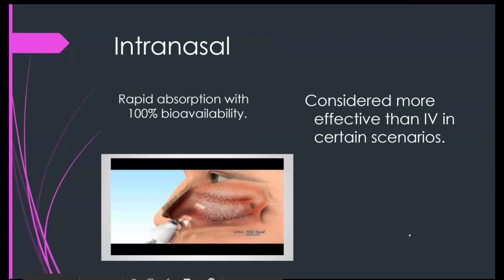Intranasal is super effective because in your nasal cavity here you have a lot of blood vessels, capillary beds, a lot of blood in this area, as anyone who's ever had a nosebleed can attest to. Super rapid absorption, a mucous membrane is a really great way to absorb medication. 100% bioavailability, does not go through first pass metabolism. In certain scenarios, they do say it's better than IV medications.